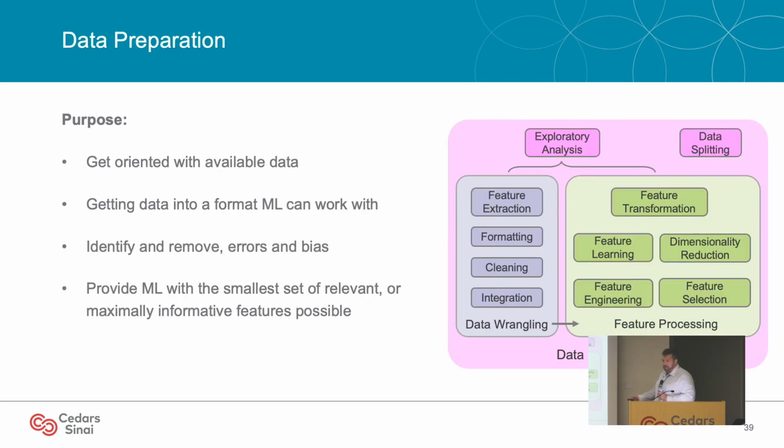Data preparation. Okay, so now we're going to dive into the actual preparation steps. Here is the outline we saw before for data preparation. What is the overall purpose of data preparation? One, to get oriented with the available data, to get the data into a format that the machine learning algorithms can work with, to identify and remove errors and bias, and to provide machine learning with the smallest set of relevant or maximally informative features as possible.